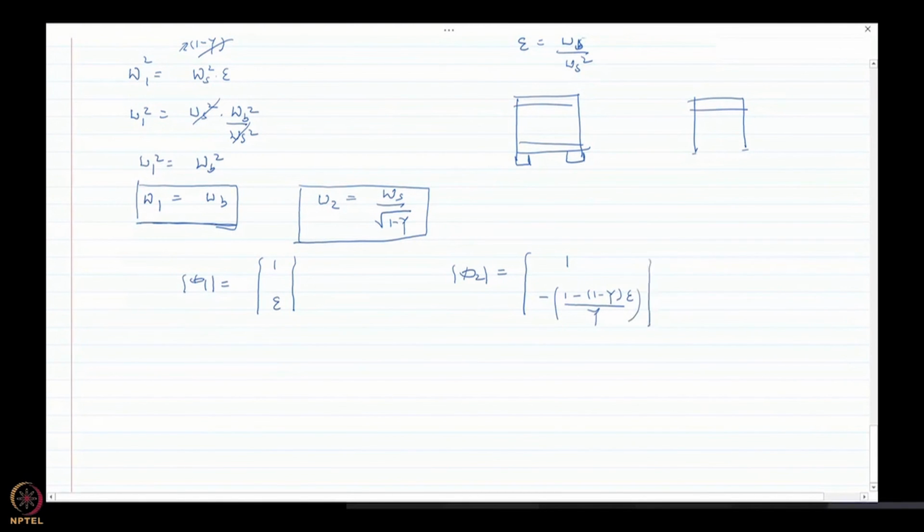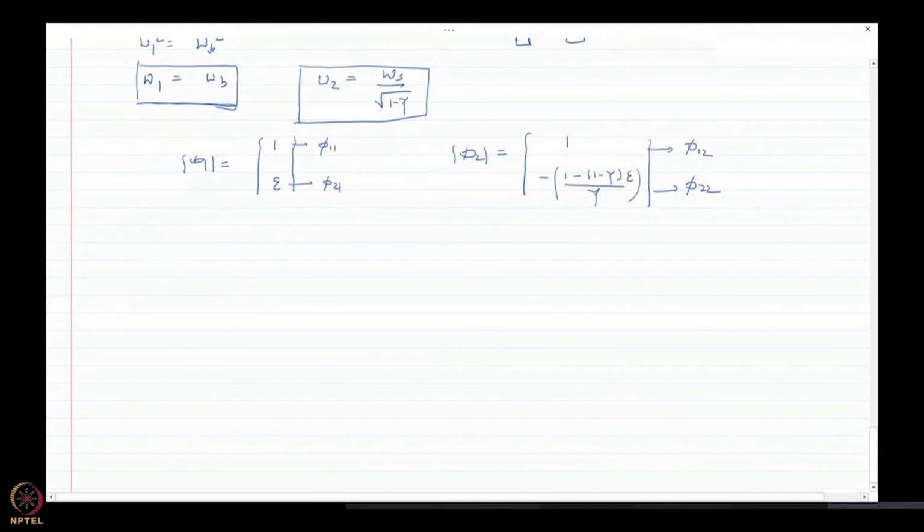Okay, now as you know, this is phi 1 1, and this is phi 2 1. This is phi 1 2, and this is phi 2 2. So if I have to represent these modes, draw these mode shapes, how would that look? Phi 1 1 is equal to 1 and phi 2 1 is equal to epsilon, where epsilon is a very small quantity, remember? Okay, so if I have to draw it, I will draw something like this.